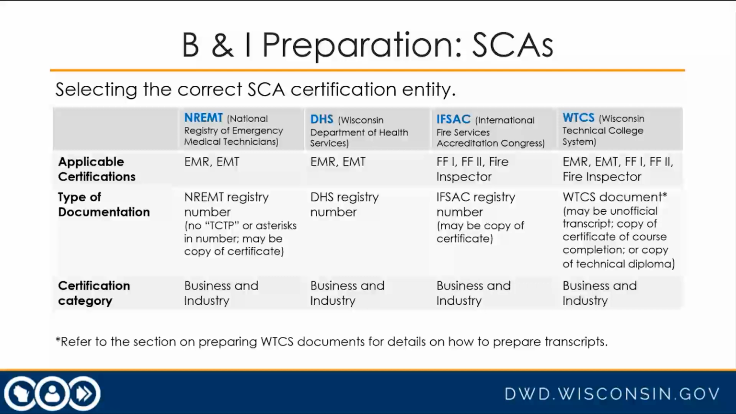If your documentation was issued by a technical college, you must upload a copy of the technical diploma or certificate of course completion, or else a properly prepared unofficial transcript. Details on properly preparing transcripts will be provided on later slides. In all cases, SCA claims are to be submitted under the business and industry category. The claims portal is organized so that once you select business and industry as the certification category, then select the certification entity, your options will narrow to only the certifications available for that entity.